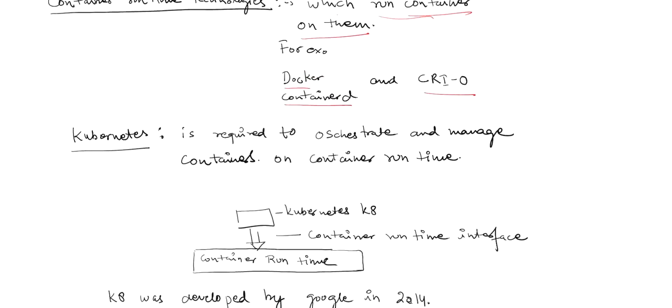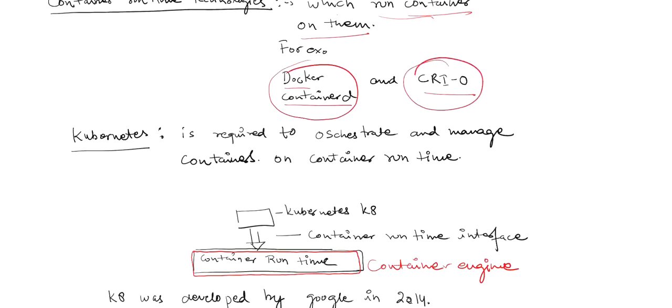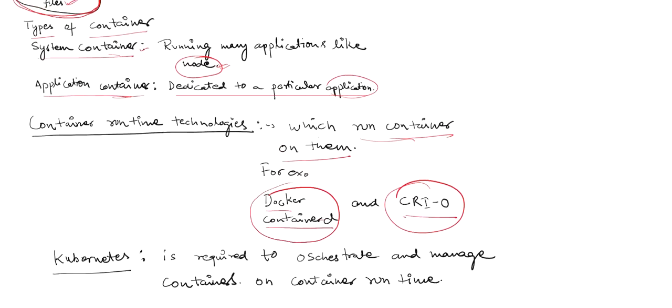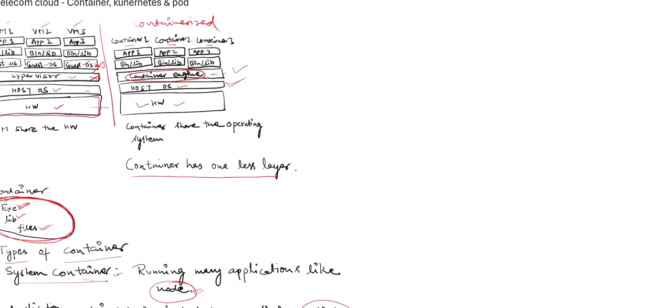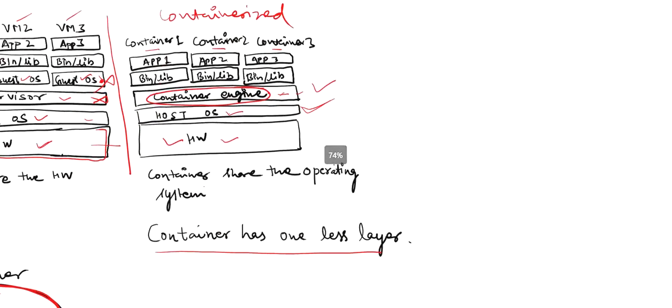So if you see the model of this, this is container runtime technology, or you can say this is the container engine as well, and it could be either this one or this one, it could be any one. These are just two examples. This one is the container engine, and this is container runtime technology.